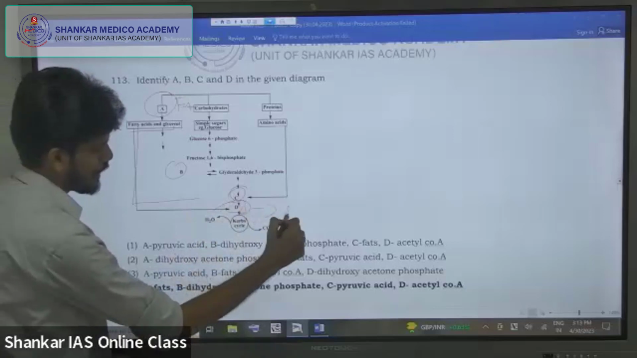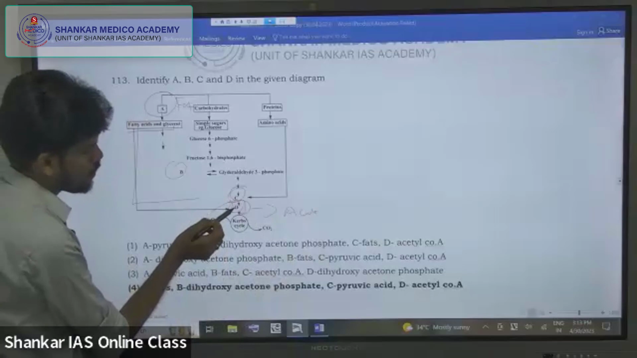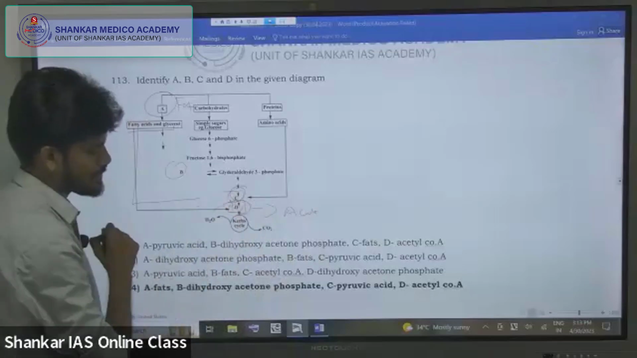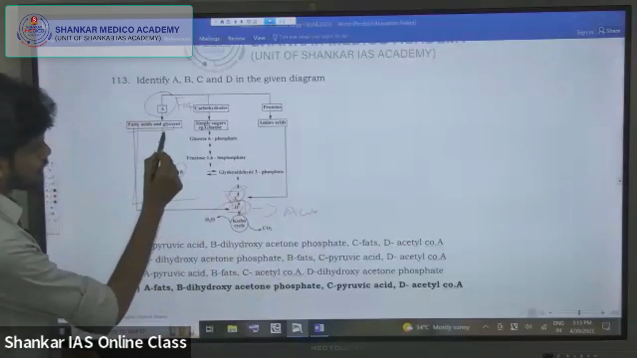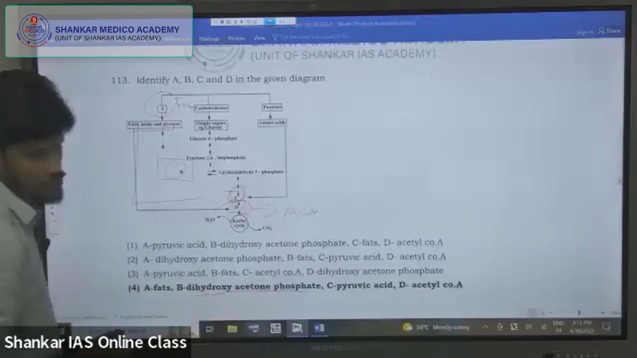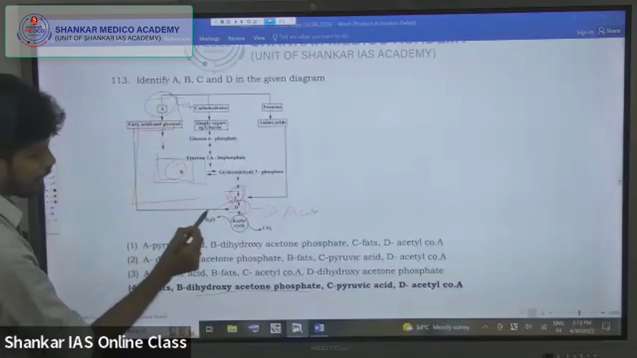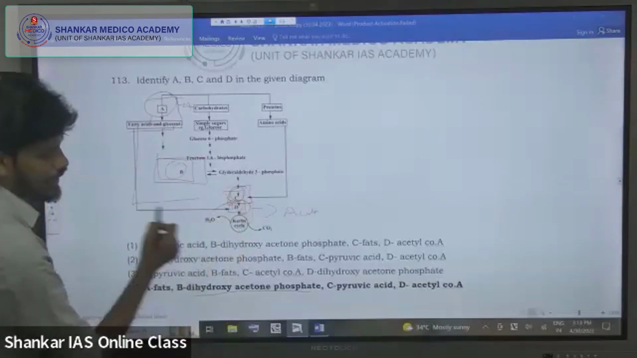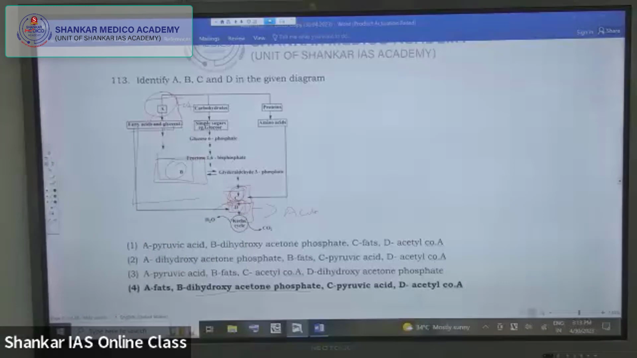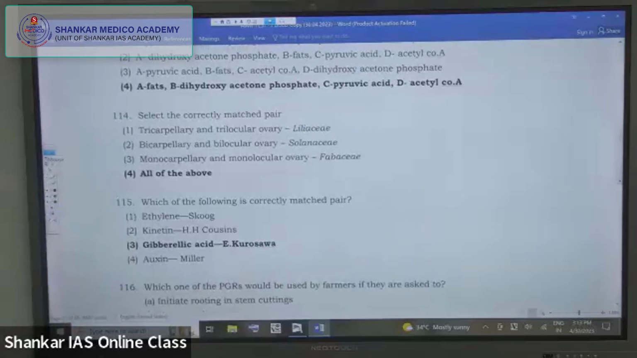That will be the acetyl-CoA, because in the Krebs cycle, the acetyl-CoA is the initial one. So C will be the pyruvic acid, and here the glycerol will be transformed into DHAP, dihydroxyacetone phosphate. So A will be the fat, B will be the DHAP, C will be the pyruvic acid, and D will be the acetyl-CoA. Acetyl-CoA will enter the Krebs cycle.